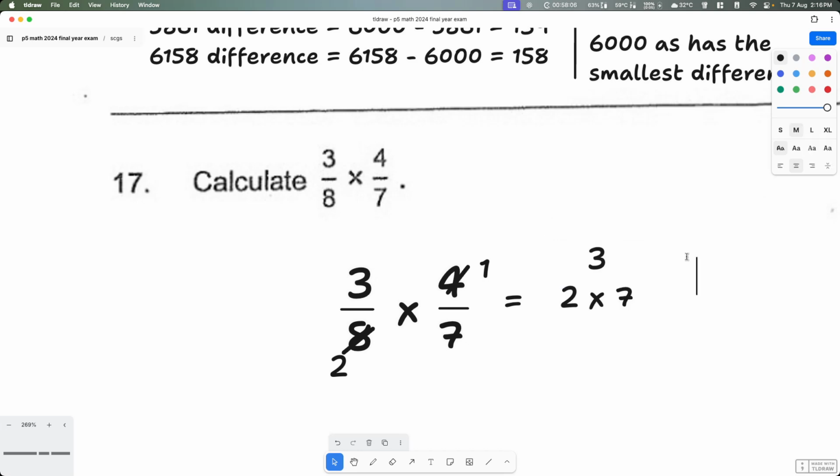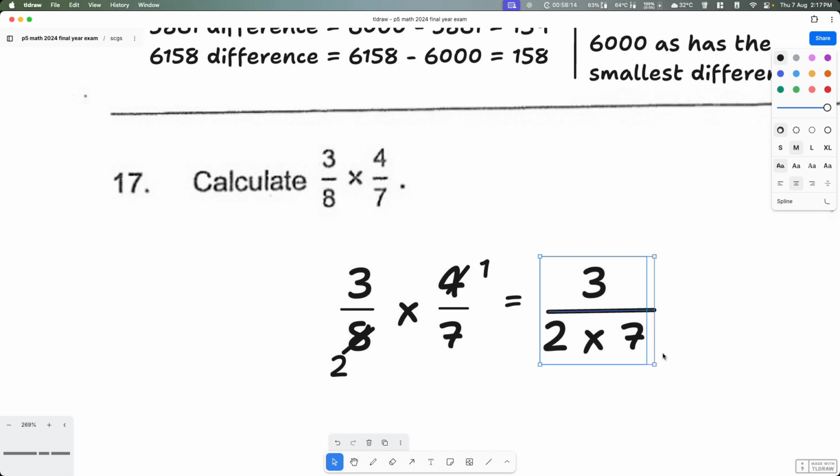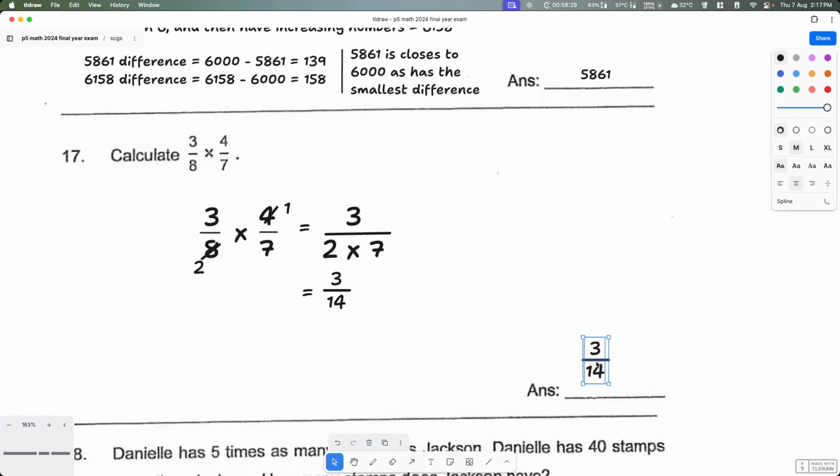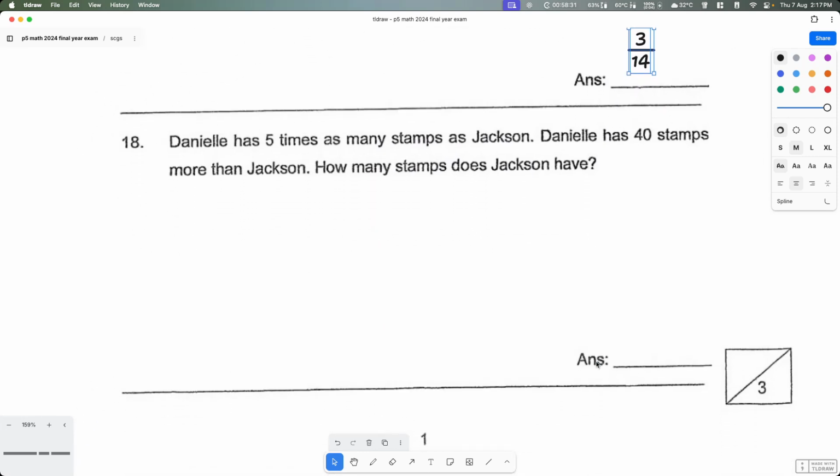So what do you think the final answer should be? 3 over 2 times 7. The answer to this is 3 over 14. There you go. So this is the answer for this question, 3 over 14. Let's move on to the next question, question number 18.